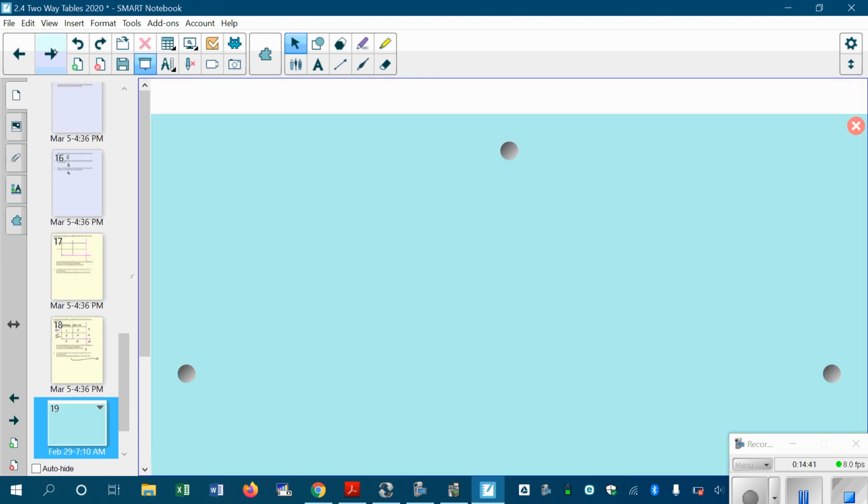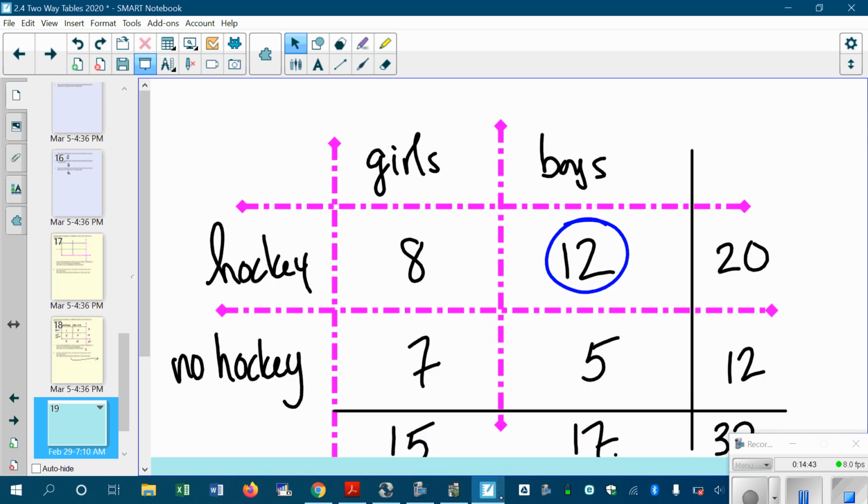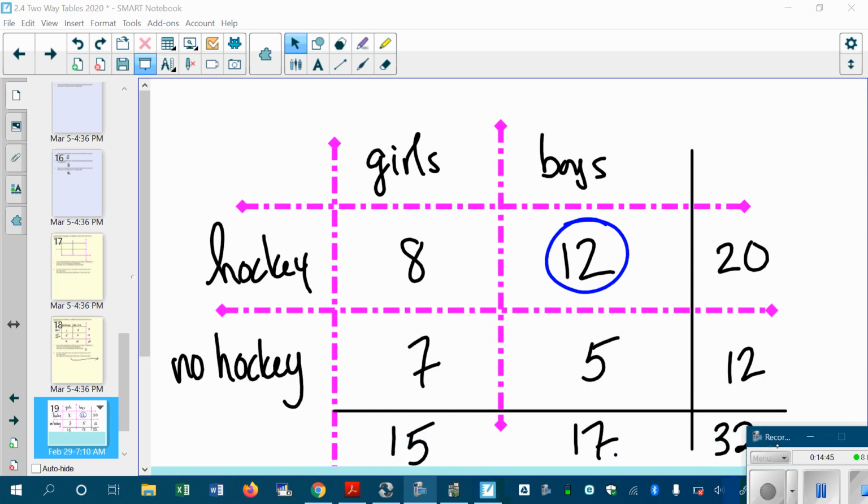And then there was the class that was playing hockey. And you can see here what my totals were and that my answer to the question they asked is 12.